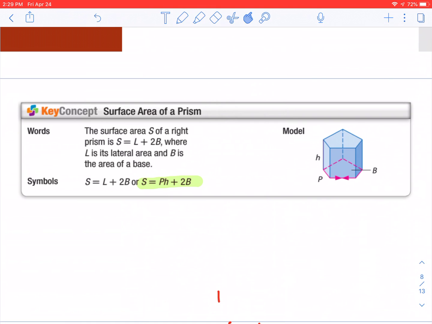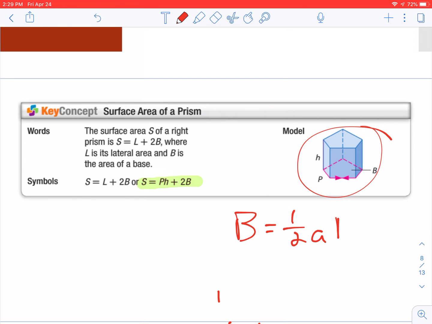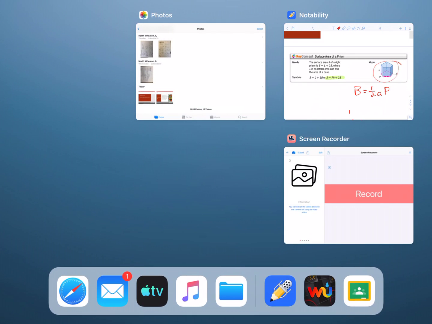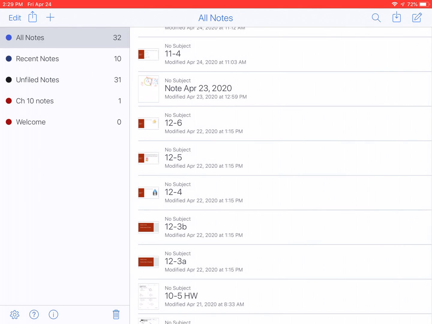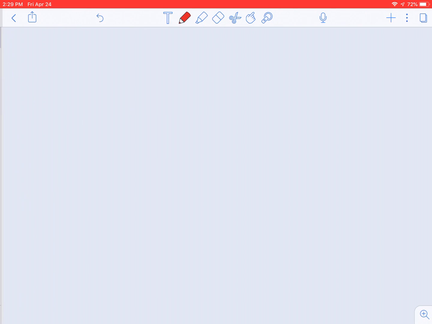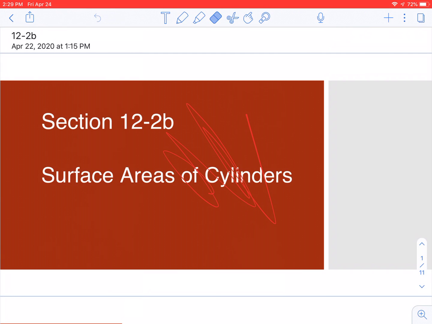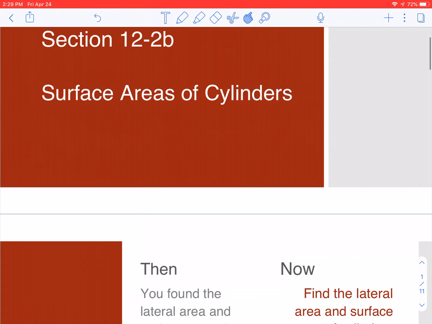Actually, one more thing here. If I am looking at this shape right here, the area of the base is 1/2 apothem times perimeter. So if it's a pentagon or hexagon shape like that, that's how you're going to find the area of the base. We're now going to go into section 12.2b, surface area of cylinders. It's a very similar concept.